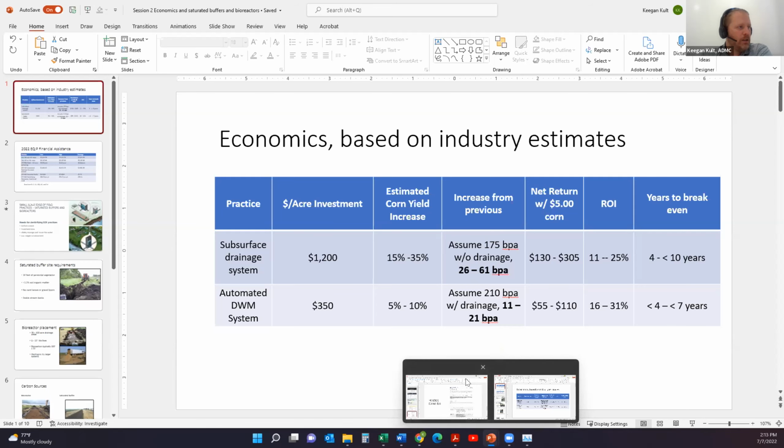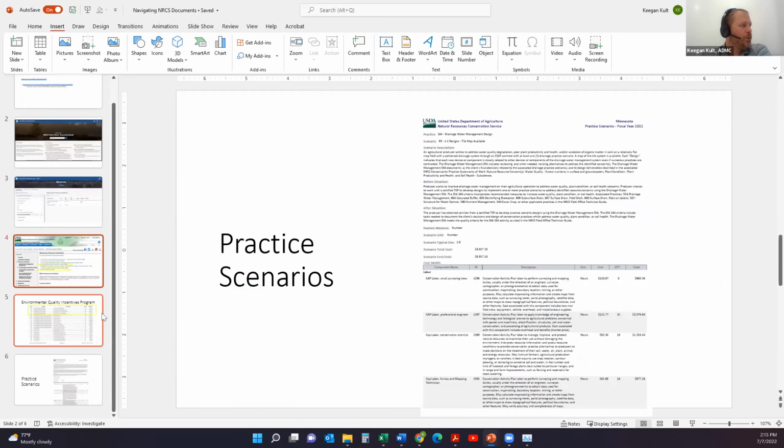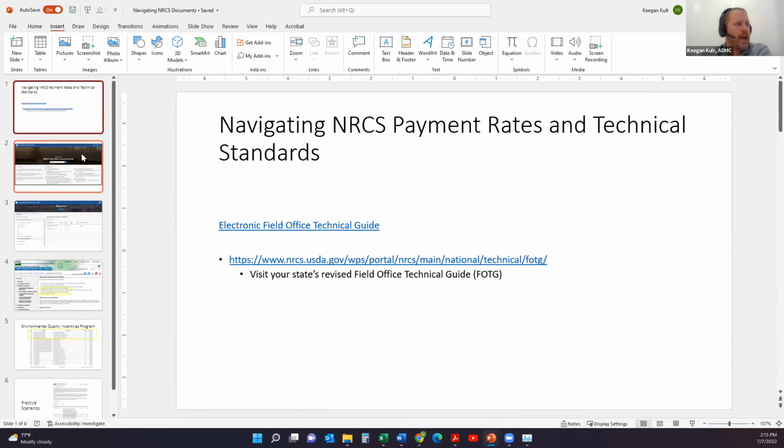Let's see. I did have some slides real quick just on navigating NRCS payment rates. Those were the 2022 payment rates. They'll probably change again coming up here for FY23. The field office technical guide should be everybody's best friend to do that. You can just do a quick Google search for the electronic field office technical guide to get to it. Otherwise, here's the website for it.